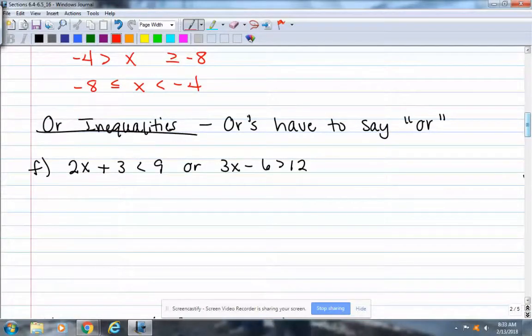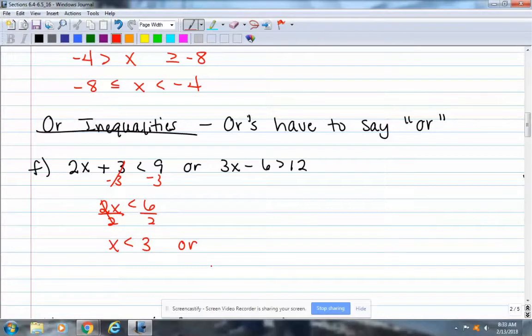So when you have an or, all you do is just solve both inequalities. So I'm going to solve 2x plus 3 is less than 9. And then I'm going to solve 3x minus 6 is greater than 12. And then between those two answers, I'm going to write the word or, and then I'm going to graph my number line. So it's basically like you're working two separate problems, and you're just going to put the answers together. Okay? So how do we solve 2x plus 3 is less than 9? Subtract 3. So 2x is less than 6. And then what do we do? Divide by 2. X is less than 3. And so I don't forget, I'm going to go ahead and put an or right here, because you have to have the word or in your answer.